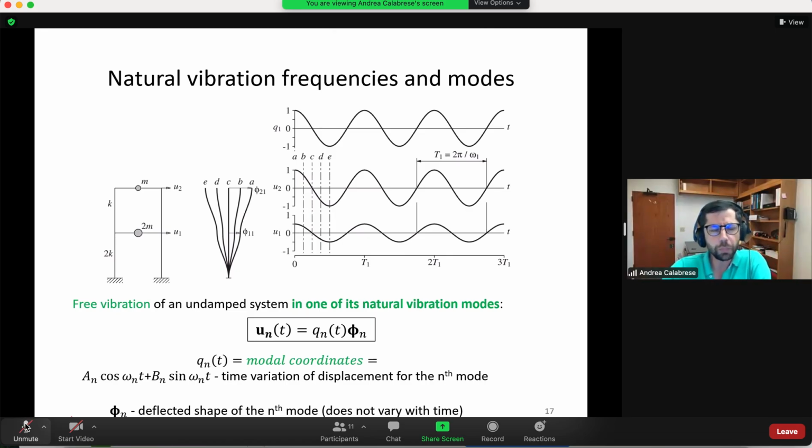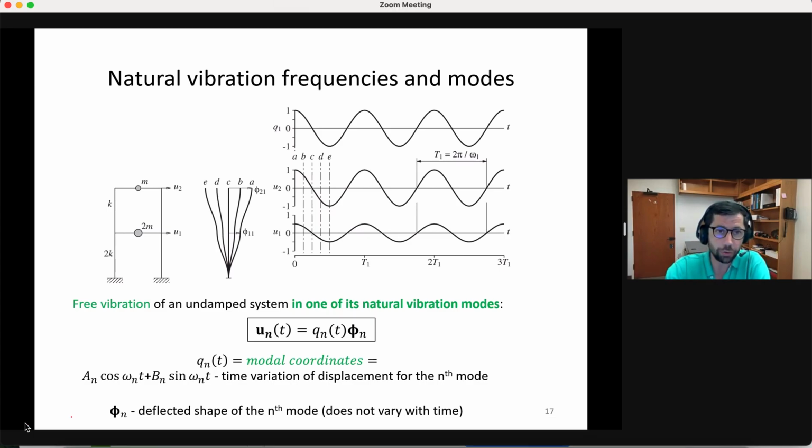Okay. Now, before we said that if you displace a structure according to a mode of vibration, then the shape of the motion will remain over time. The structure will be displacing following a harmonic deformation, okay? So this is happening here. The structure is displaced according to mode 1. This is mode 1.